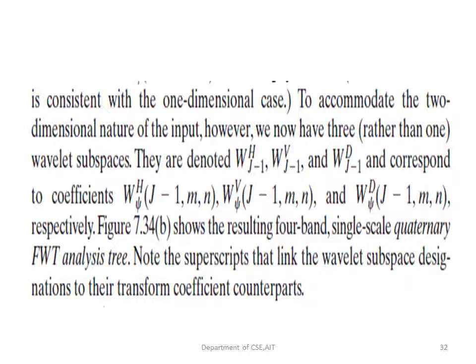To accommodate the two-dimensional nature of the input, we have three wavelet subspaces. They are denoted by horizontal, vertical and diagonal, and correspond to the coefficients W of psi h, W of psi v and W of psi d. Figure B shows the resulting 4-band single-scale quaternary fast wavelet transform analysis tree. The subscripts link the wavelet subspace designations to the transform coefficient counterparts.